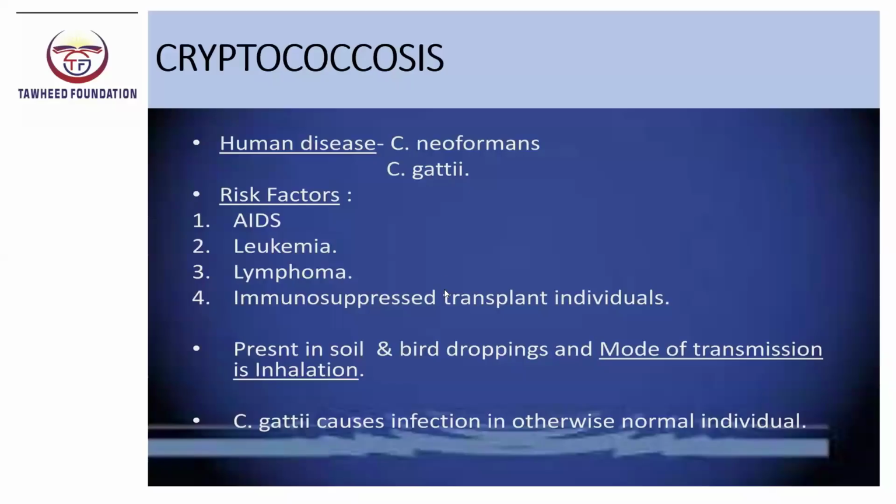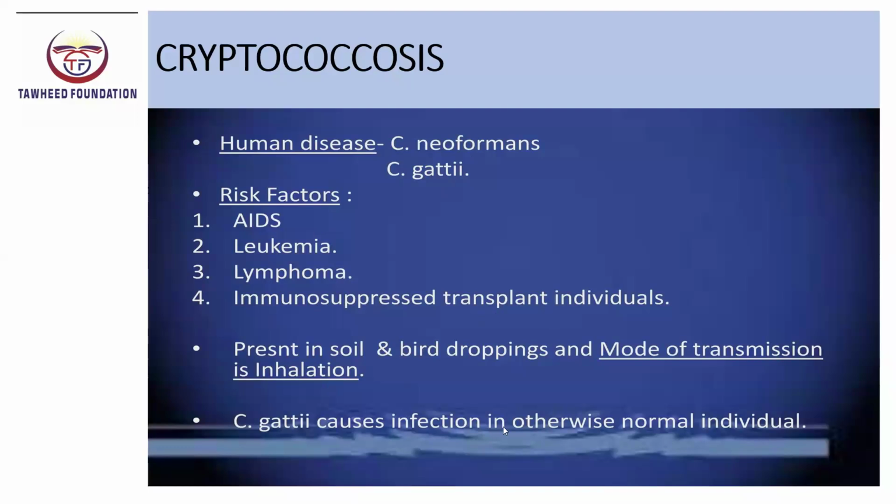Cryptococcosis is a human disease caused by Cryptococcus neoformans and Cryptococcus gattii. Its risk factors include AIDS, leukemia, lymphoma, and immunosuppressed transplant individuals. It is present in soil and bird droppings, and the mode of transmission is through inhalation. Cryptococcus gattii causes infection in otherwise normal individuals.